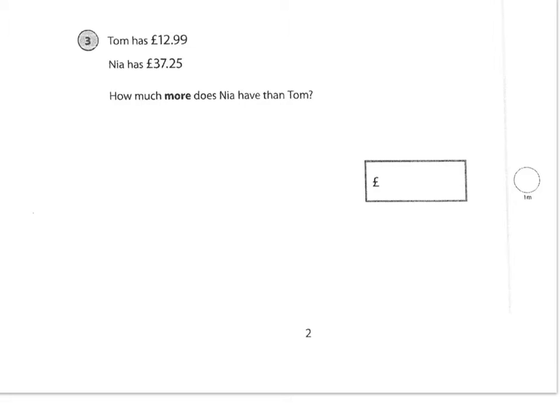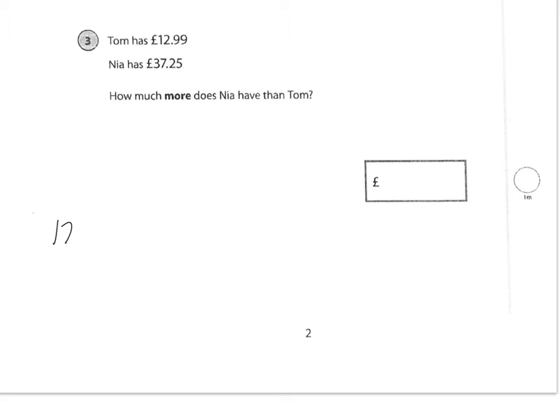Question 3. Tom has £12.99 and Nia has £37.25. How much more does Nia have than Tom? One way to do this would be to do a subtraction in columns with the £37.25 on top, the smaller number £12.99 on the bottom. But for this video, I'm going to add on, starting with £12.99, and stop adding on when I reach the £37.25. This is another way of working out the gap between the two numbers.